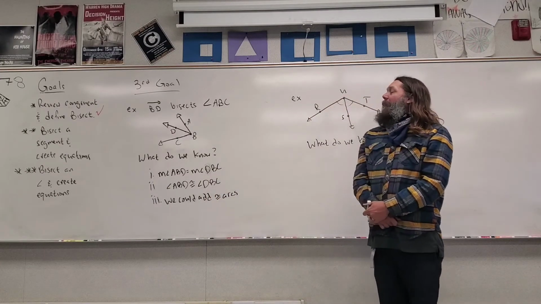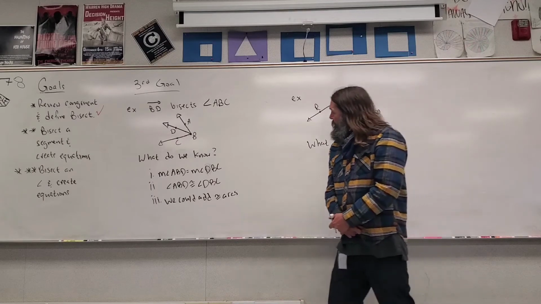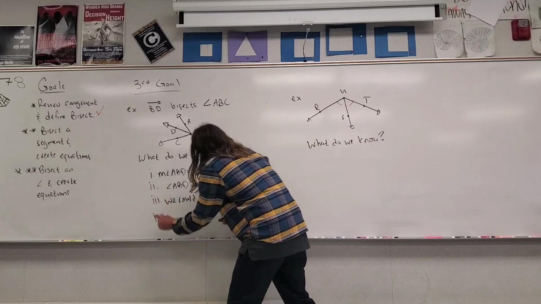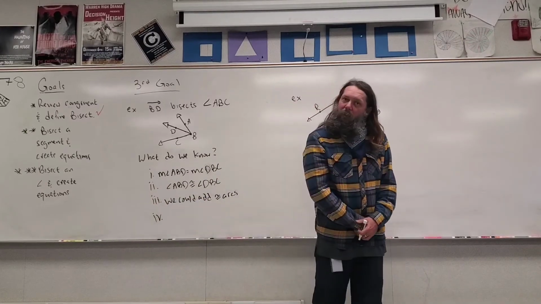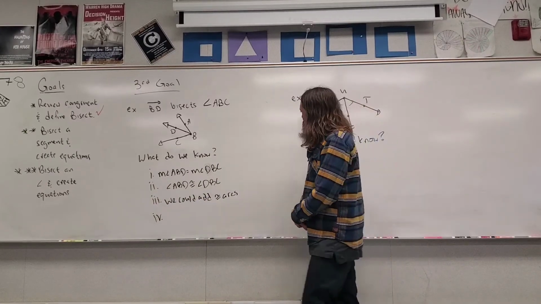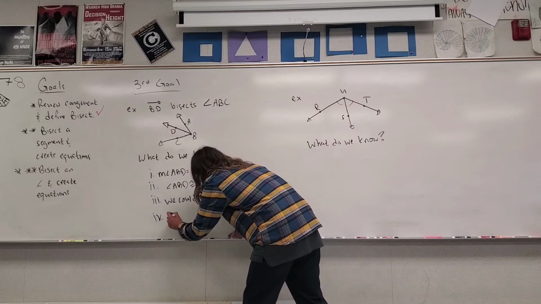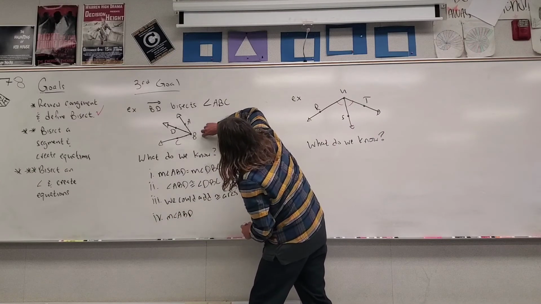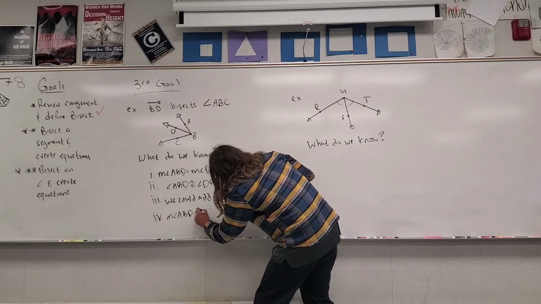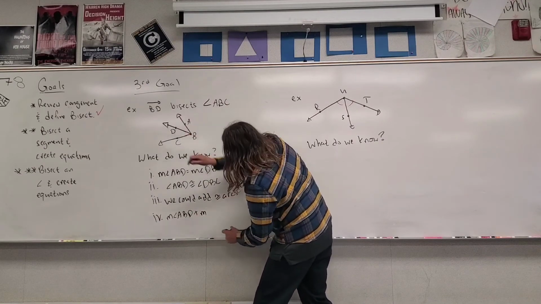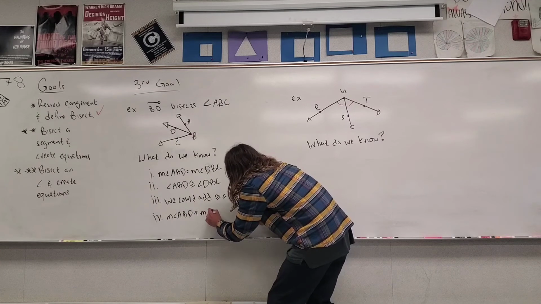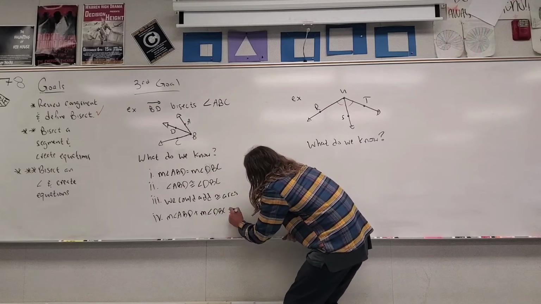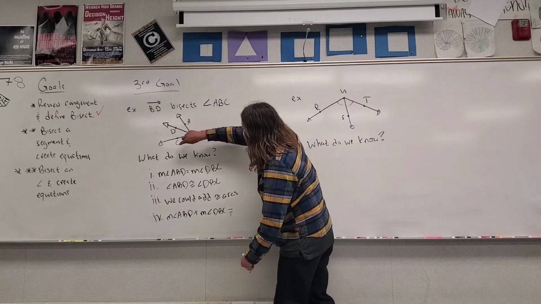And I can also write the angle addition postulate. Now, that's most likely not going to be what we need to accomplish the goal for the problem, but it's always an option, right? So I can say that the measure of angle ABD plus the measure of angle DBC add up to the amount of angle ABC.